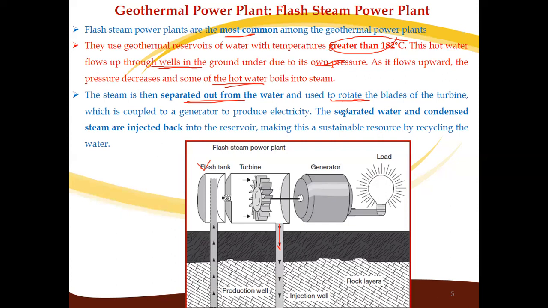Again, the separated water from this steam and the condensed steam are injected back into the geothermal layer, where again it is heated, its density reduces, and it is converted into steam. Again, the steam is separated from the water and passed to the turbine. So that cycle goes on repeating. This is the second type of power plant using geothermal energy, the flash steam power plant.